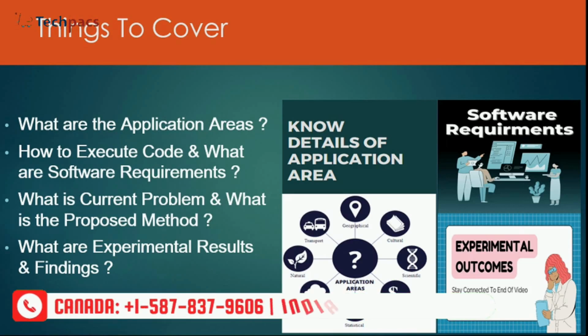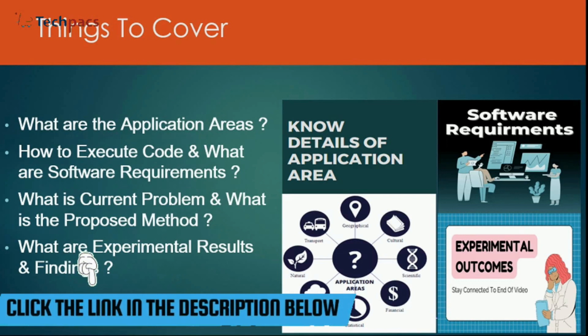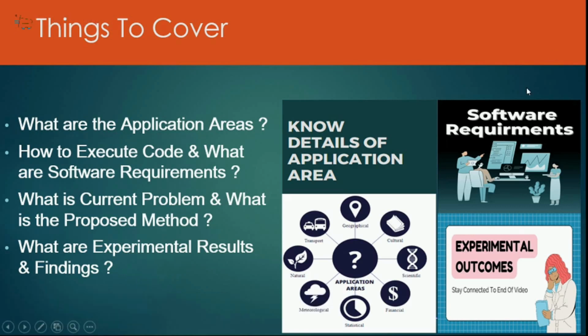Then we will talk about the code we have designed, how to execute it, and what the software requirements are for that. Then we will discuss the research works currently happening in the same domain and the problems identified in them, and exactly what we have done for the proposed system and how. Finally, experimental outcomes and results will be reviewed. So let's talk about the application areas.